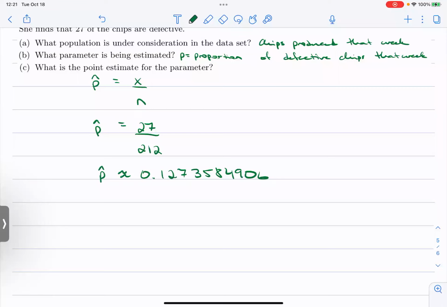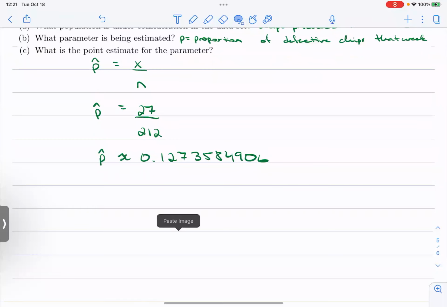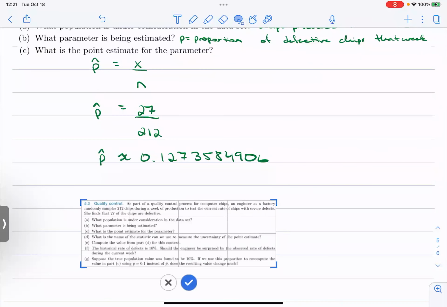We'll keep going on this example next day. If you have any questions, let me know. Feel free to try the rest of the example on your own. And I'll see you on Thursday. How many decimal places is that? Just as many as my calculator would give me. Just approximately, you know.